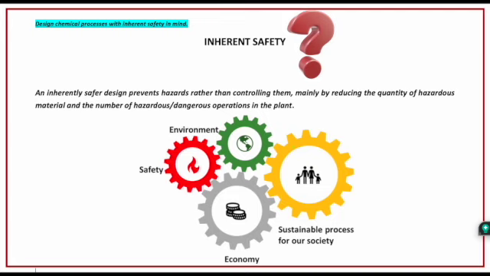This means that you will use fewer hazardous materials and choose processes that are less likely to cause accidents. For example, you might pick chemicals that are safer to handle or use methods that don't create as much risk. Essentially, it's about building safety into the design of the plant so that the risks are minimized right from the beginning and you don't reach a situation of any calamity.